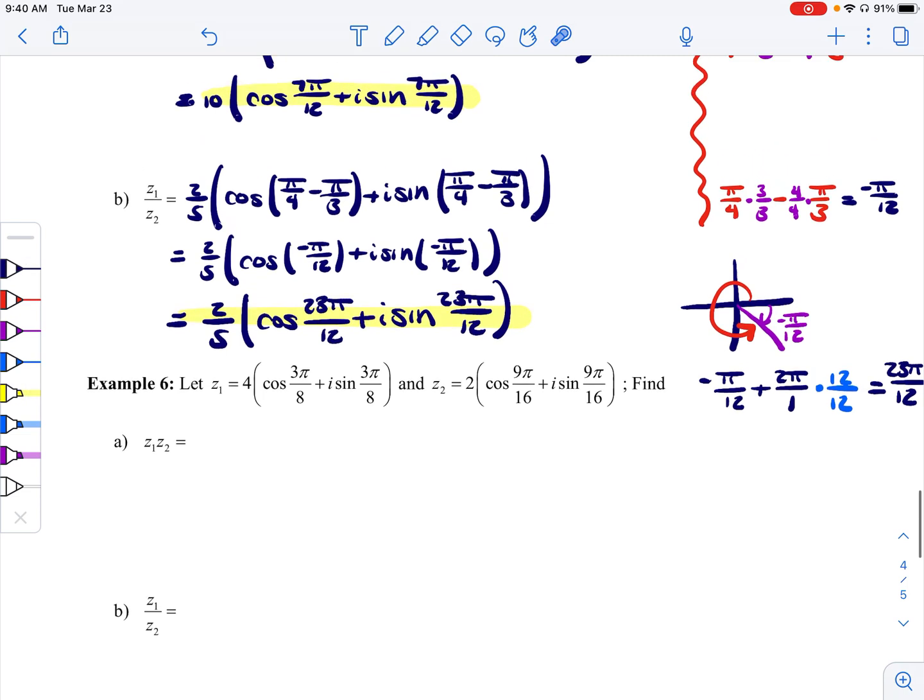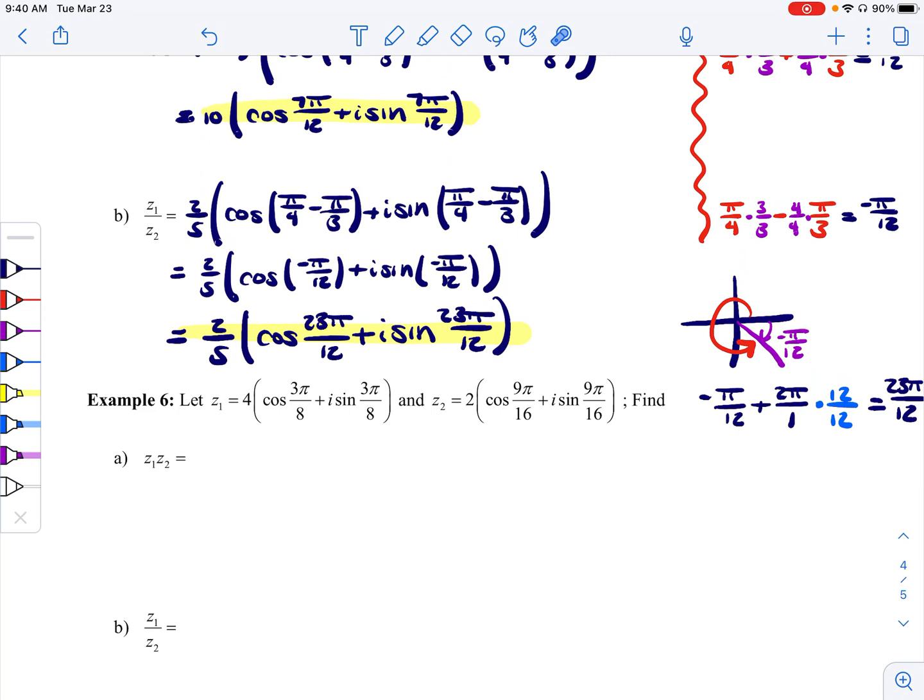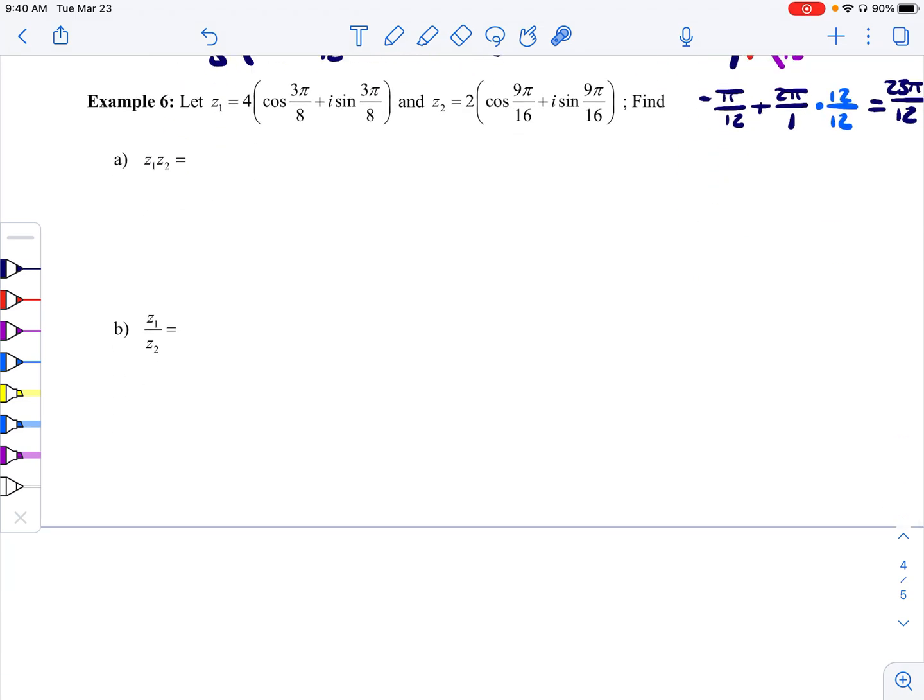Again, I want to reiterate that if your answer comes out with a negative angle, add 2 pi to that angle in order to come out with a positive angle instead. All right, I'm going to leave example 6 for you to try on your own. That is going to be the end of our video on the complex plane.